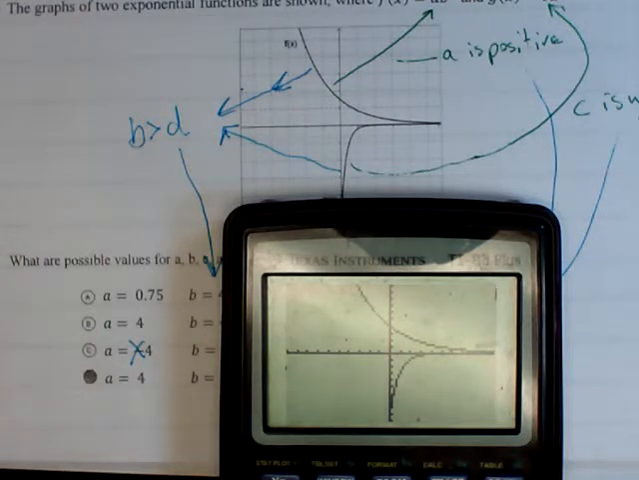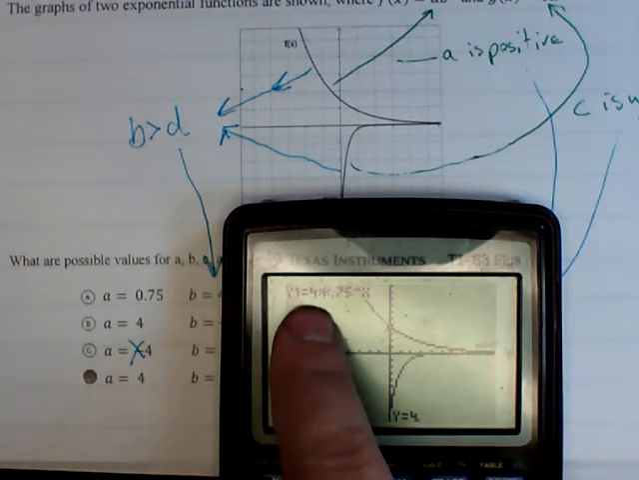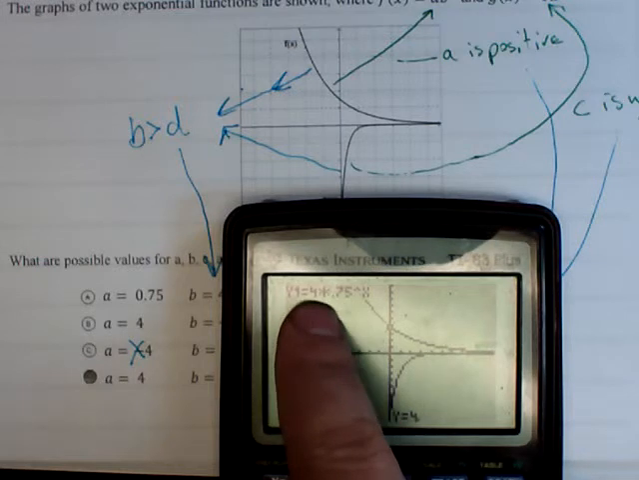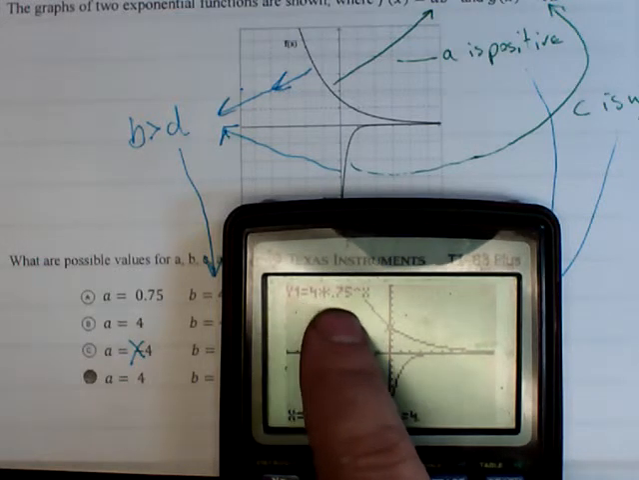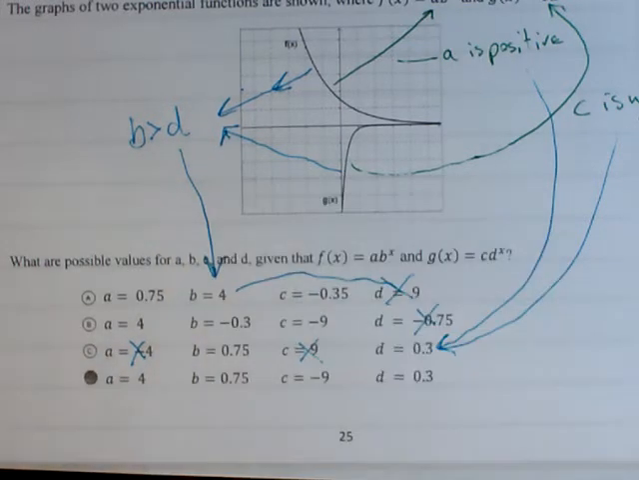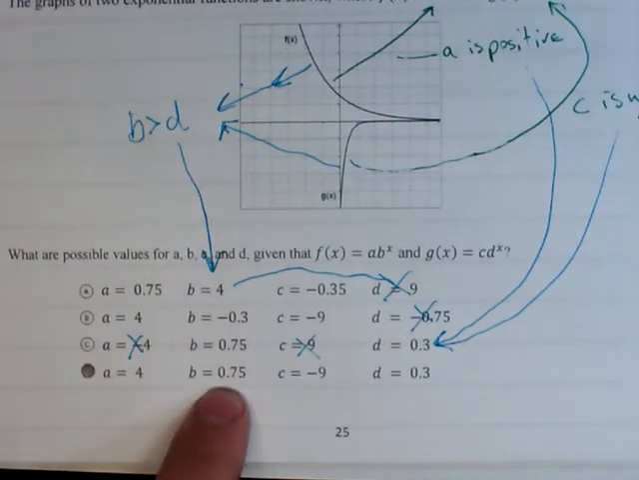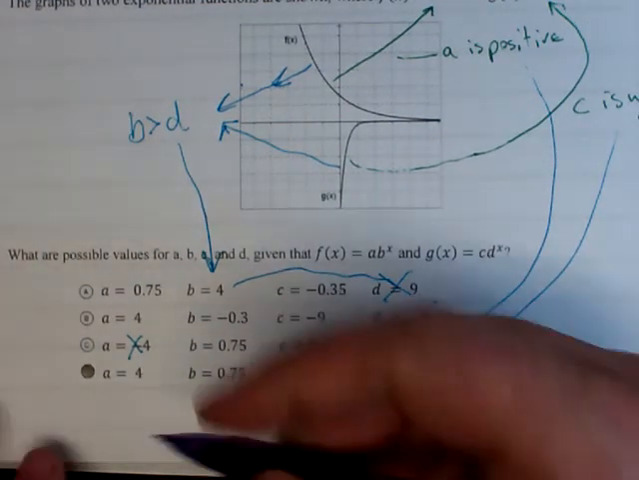It does look like that. I'm just going to double check that I've got them in the right order. So I'm going to trace. This one up here is 4 times 0.75 to the x. That makes a 4 and b 0.75. A is 4 and b is 0.75. Okay, so it's definitely D.